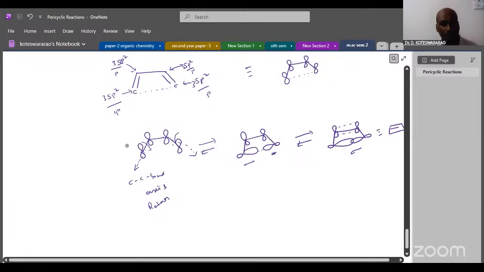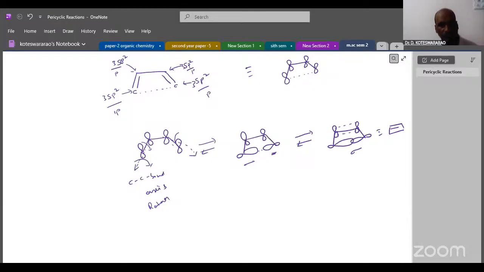This rotation may be clockwise or anti-clockwise. Look here: either it undergoes clockwise rotation or anti-clockwise. Therefore, the formation of the sigma bond between these two carbons takes place by the rotation of the CC bonds. Two CC bonds are undergoing rotation, either clockwise or anti-clockwise at each center. Therefore, we have four combinations.